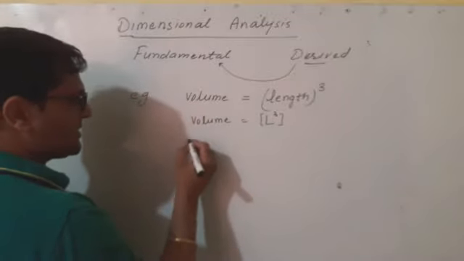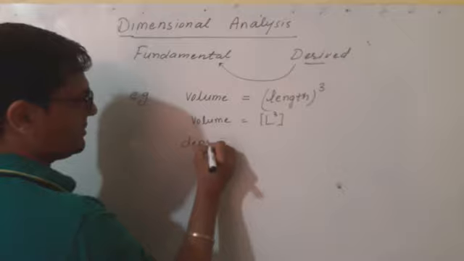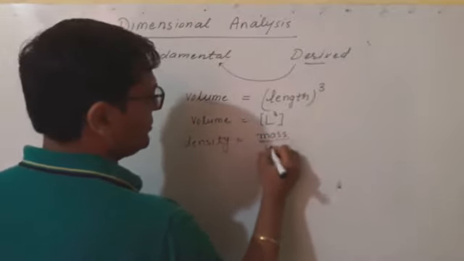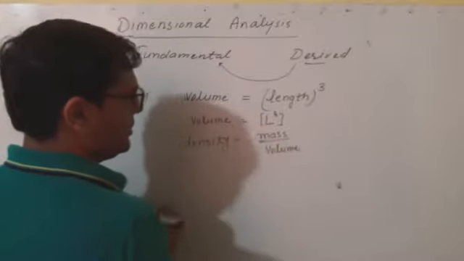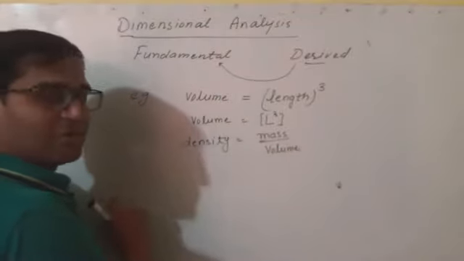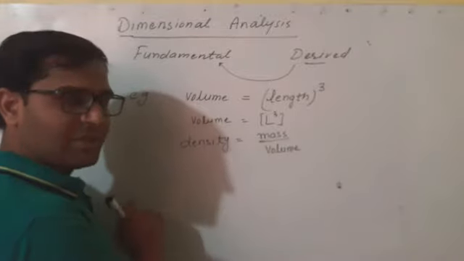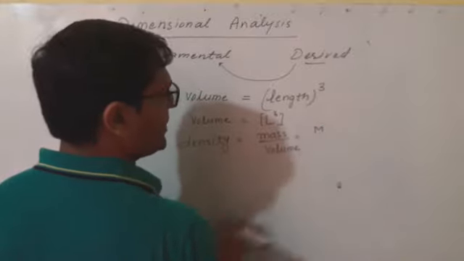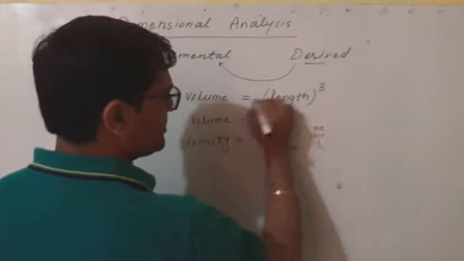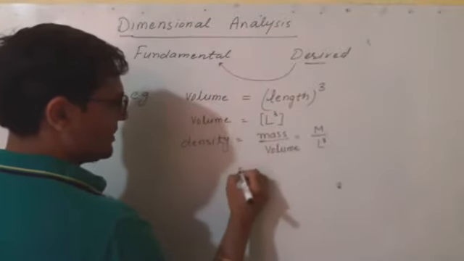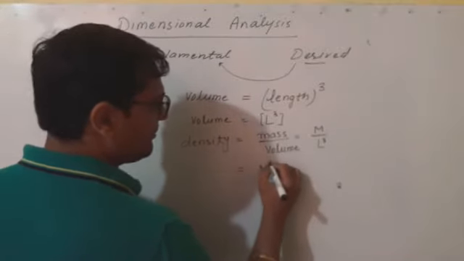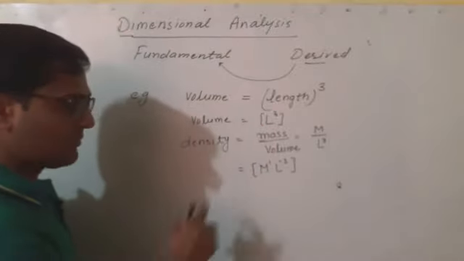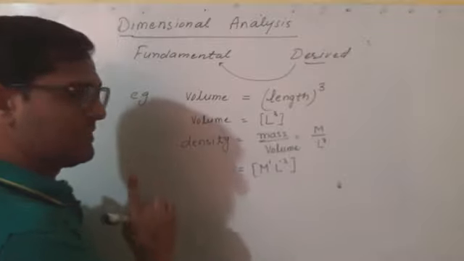If I am taking another example, that is density. Density is equal to mass by volume. So density is our derived quantity, mass is fundamental, but volume is again derived. So we can write mass, that is represented by M, divided by volume, that is L cube. So for density I have the formula M power 1 L power minus 3 within the square bracket. So this is the dimension formula for density.